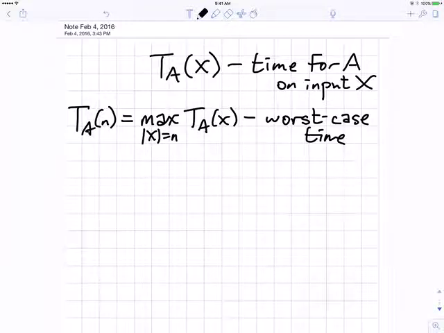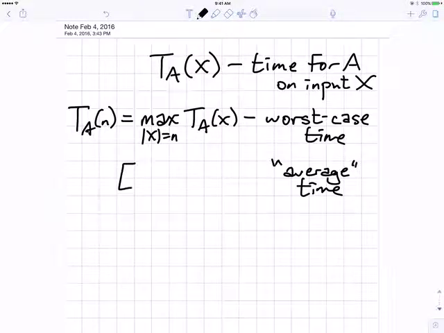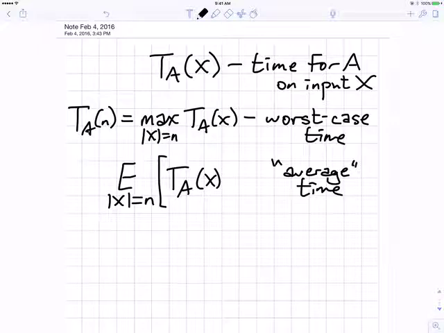What we want is to design an algorithm that we can guarantee is always fast, which means no matter what input we feed in, the running time is going to be less than T(n). Now, the standard, intuitive notion of average running time is that you take the expected value over some distribution of inputs of size n of the running time on that input.